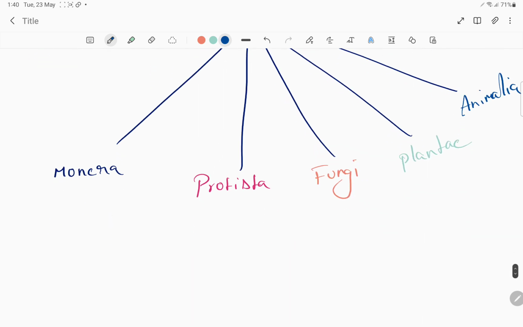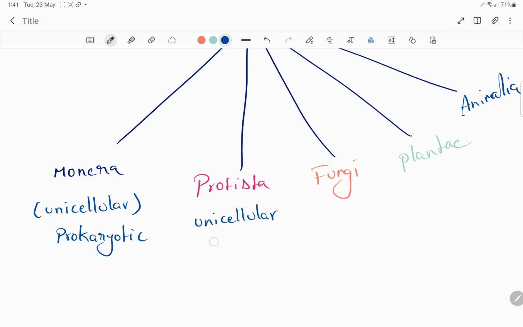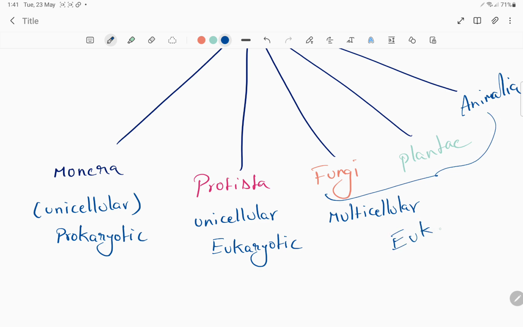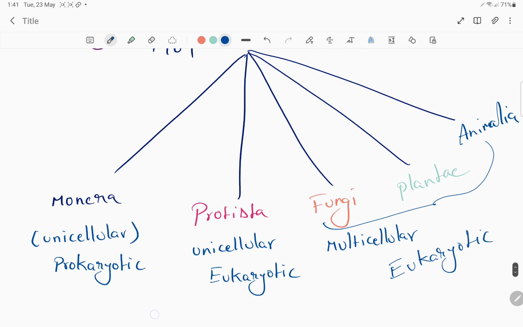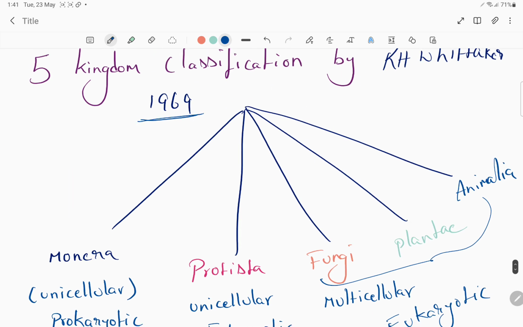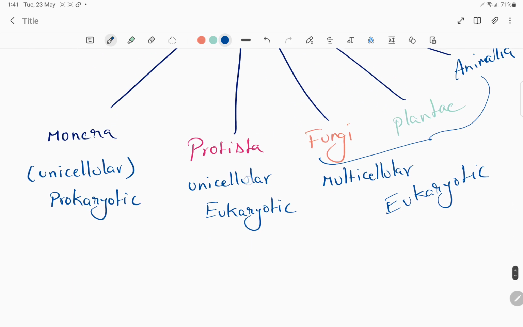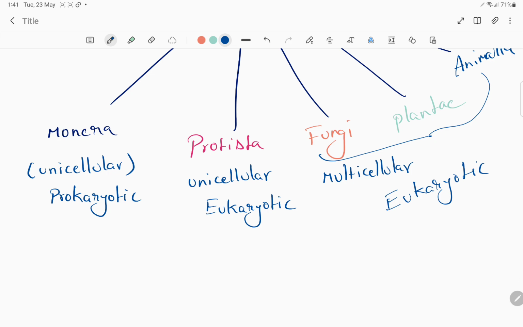So these are unicellular prokaryotes, and these are unicellular eukaryotes. Fungi onwards are multicellular, so from here to here all are multicellular eukaryotes. You have to remember the year here, that is 1969. The NCERT textbook follows this system of classification only.